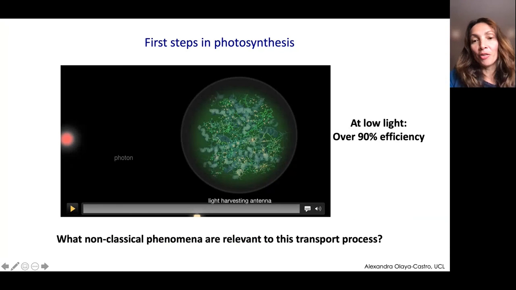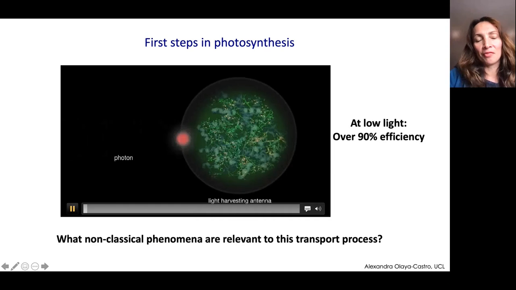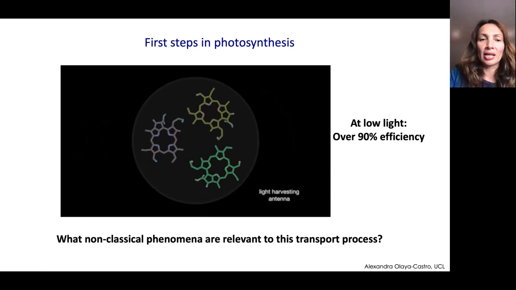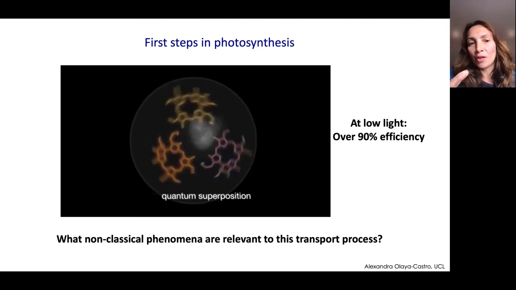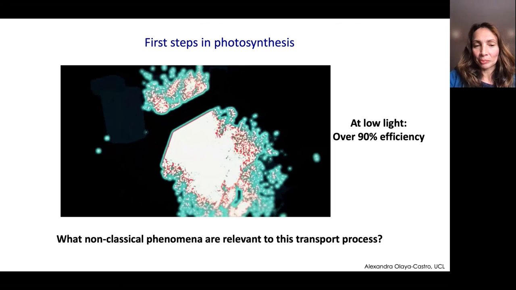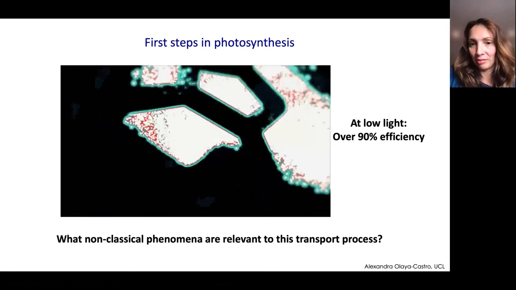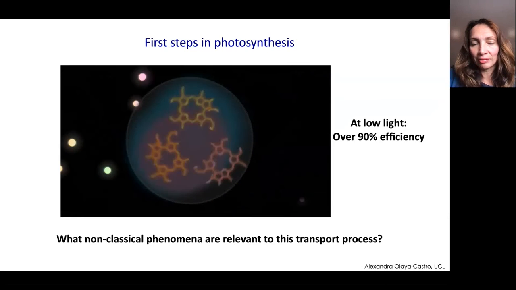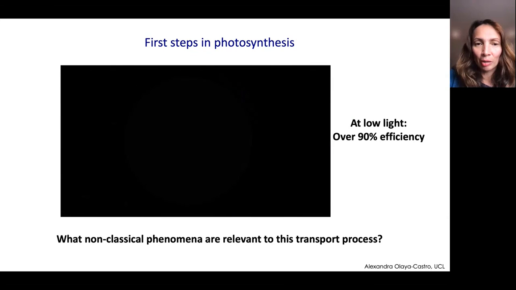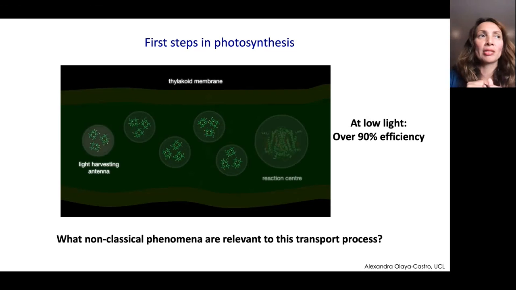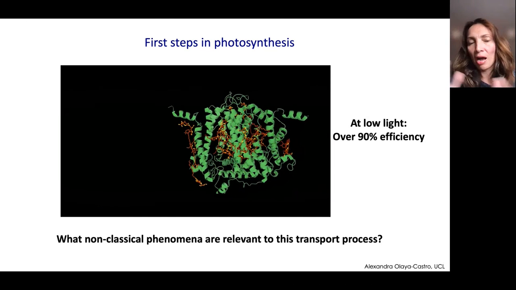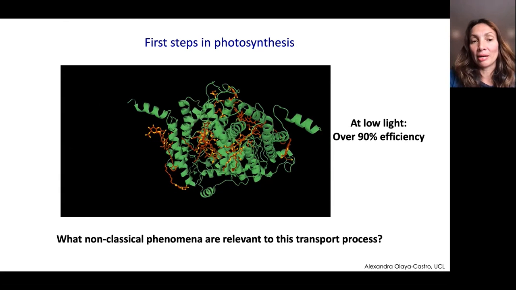Just to start with, if you are not familiar with the problem of interest, this is a video with a cartoon of what we are interested in. This is a cartoon of a light harvesting antenna, a complex that you find in photosynthetic systems that have different chromophores. In this case, we're illustrating chlorophylls, and they absorb light collectively. When they absorb this light collectively, they form a collective electronic excitation that we call the exciton. And this collective excitation is passed around, or transferred, within each molecule and from each of these molecules to a different macromolecule, which is the reaction center where the chemistry of photosynthesis starts.